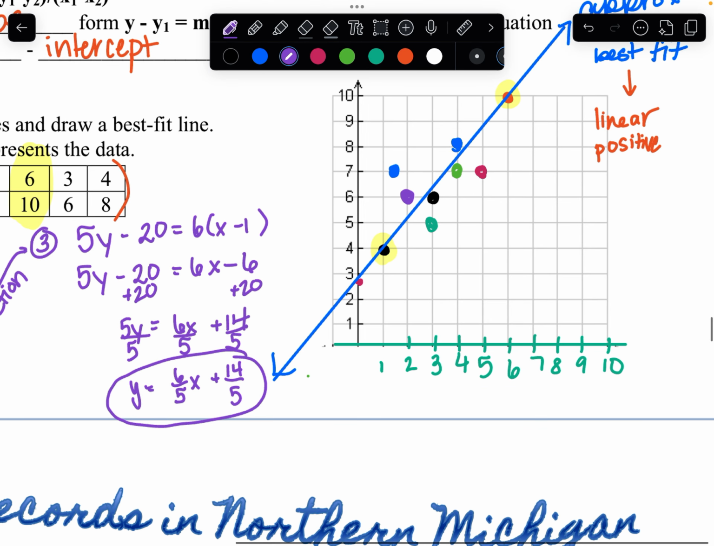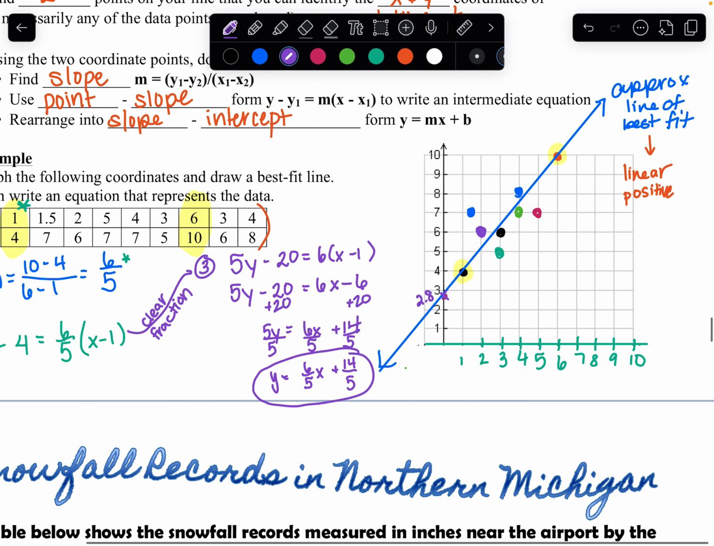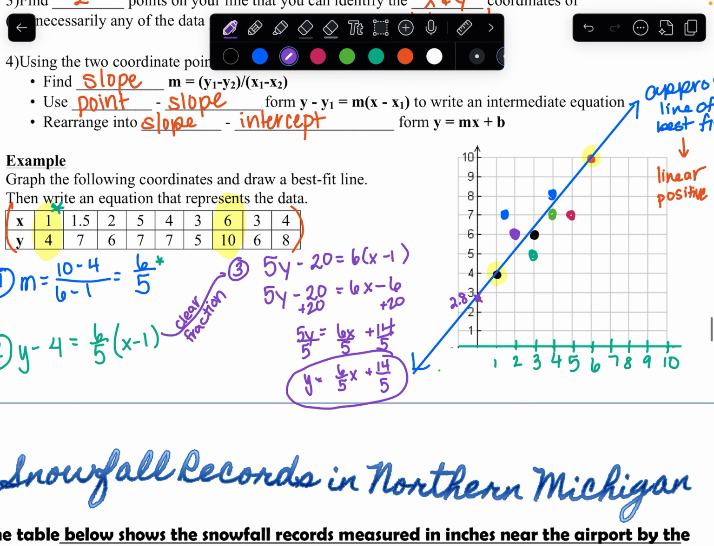And we can kind of look at it. Oh, well, we go up 6, right? 5, okay. 14/5 is approximately 2.8, which, look at that, 2.8. So the line I drew is pretty good. And so what we can do is, because this is an actual equation, we can use this to predict the future. And we're going to talk about that on the next page.